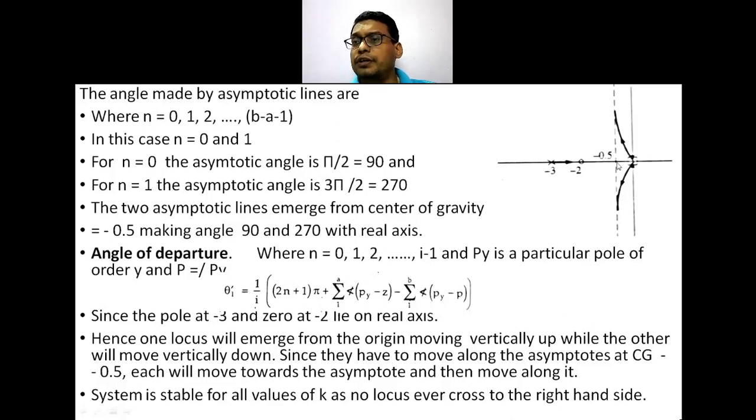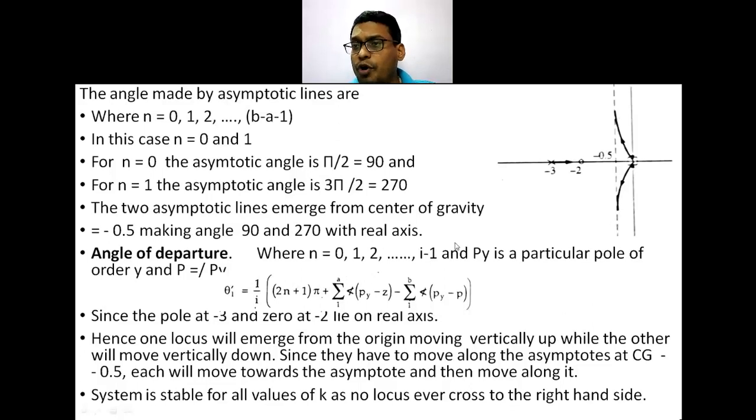So we can plot these two asymptotic lines. Two asymptotic lines emerge from this center of gravity. The center of gravity is at -0.5, and for that we have drawn the two asymptotic lines, making an angle of 90 degrees and an angle of 270 degrees with the real axis.